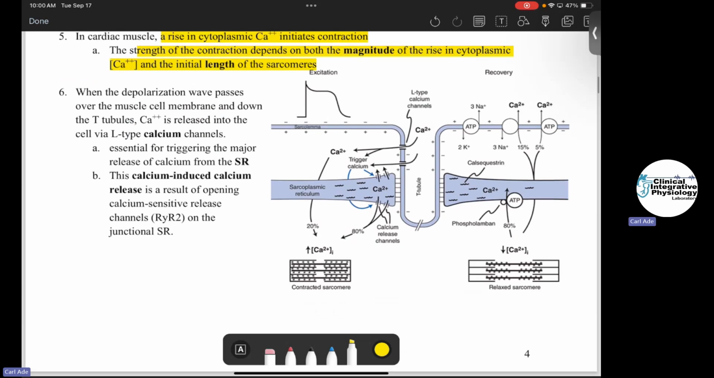So if we think about what drives this release of calcium, we know that action potential that we spent so much time building over here on the excitation side goes down that T-tubule. Here's our sarcoplasmic reticulum, and we get this calcium-induced release of calcium. So depolarization down the T-tubules, we get a little bit of calcium release from the L-type calcium channels that triggers the calcium being released from the sarcoplasmic reticulum. If you want to know the percentages, they're kind of here, about 80% from the SR and about 20% comes from these L-type calcium channels.